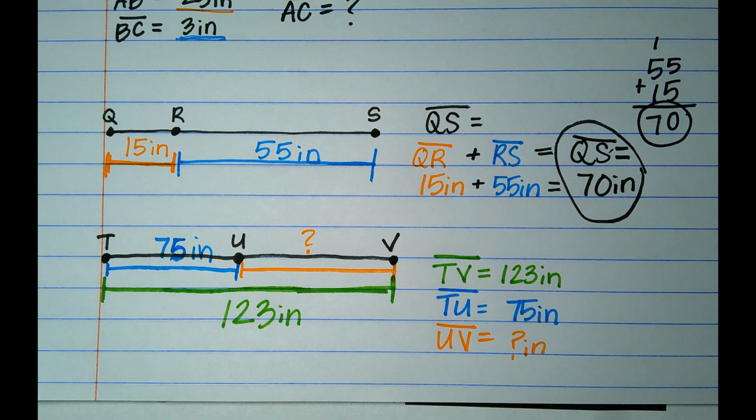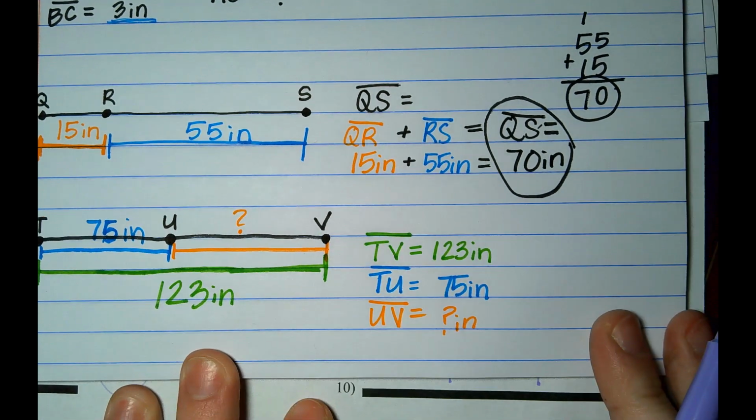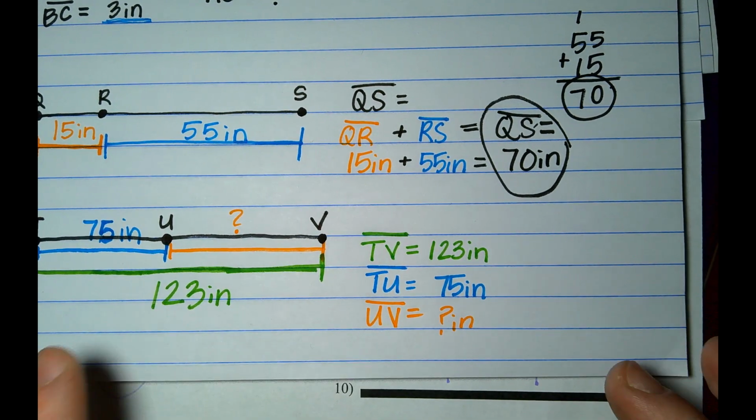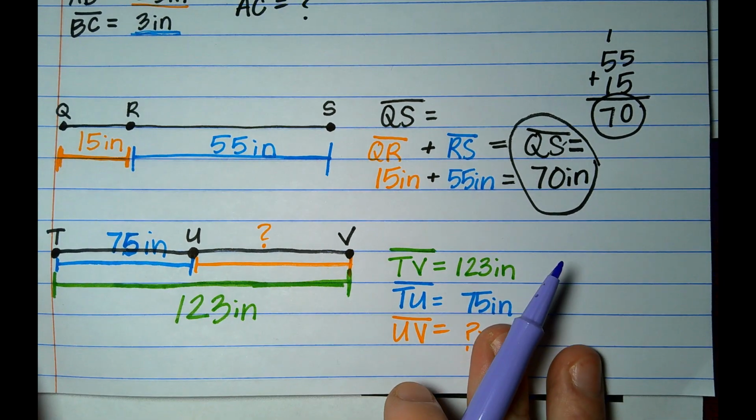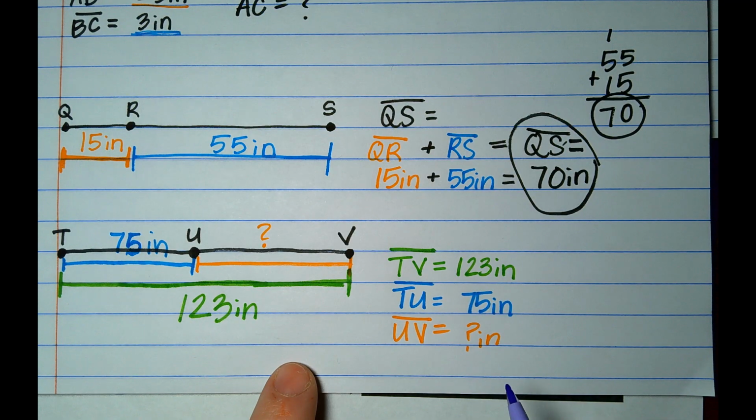Okay, if you think you know how to do this and you have an answer, raise your hand. Titania, you want to tell me about it? How'd you do it? I subtracted 75 inches from 123 inches and you get 48 inches. Yes, absolutely. Okay, so did anybody else get 48 inches? If you did, you are correct.